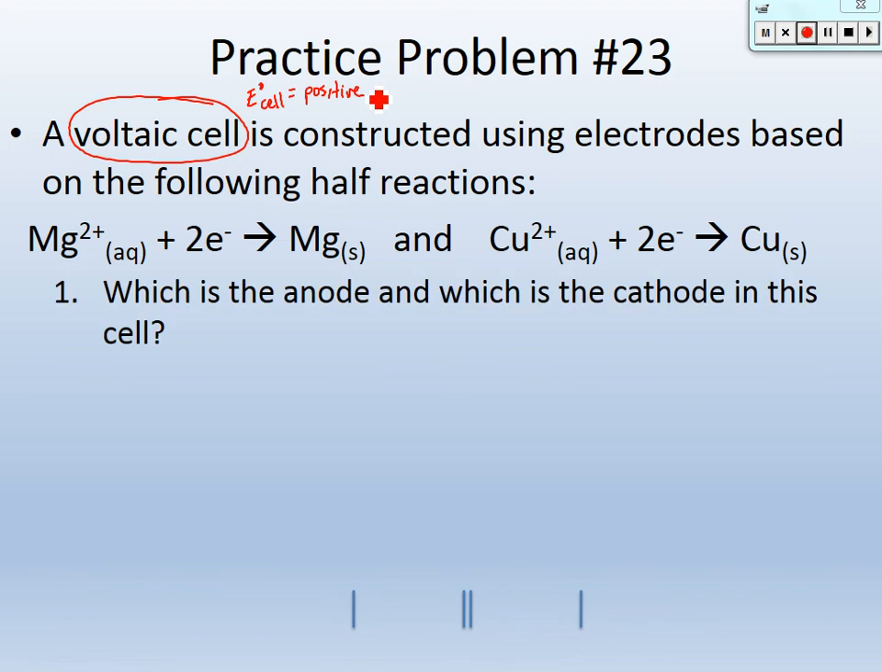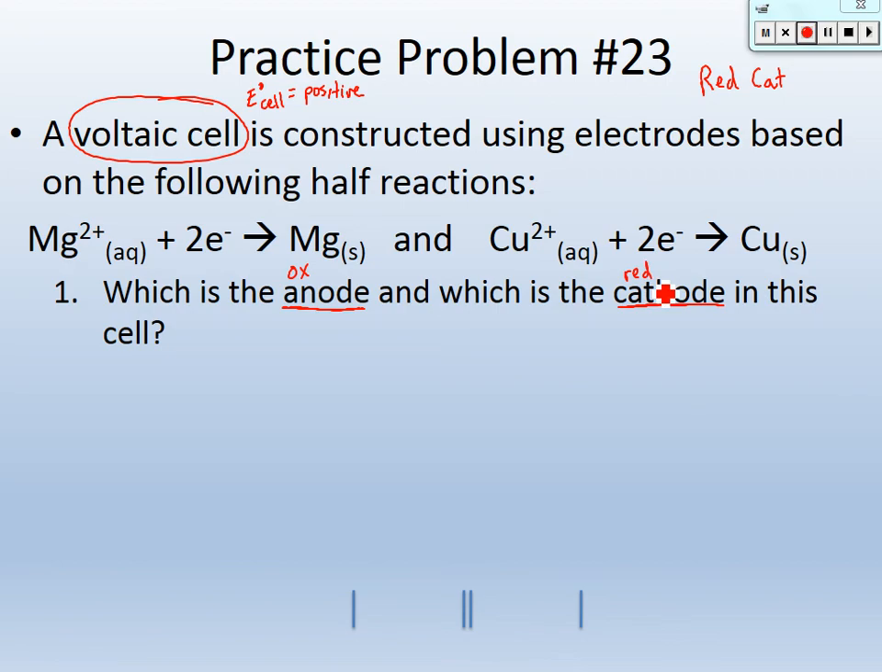Okay. Number one, it says which is the anode and which is the cathode in this cell? Well, that's a great question. If you remember red cat, reduction happens at the cathode. So we know that the cathode is going to be the side that is reduced, and the anode is going to be the side that is oxidized. So I'm going to put ox by anode and red by cathode.